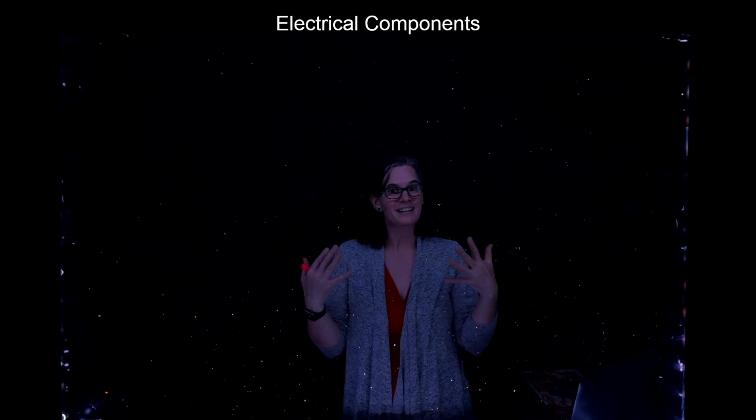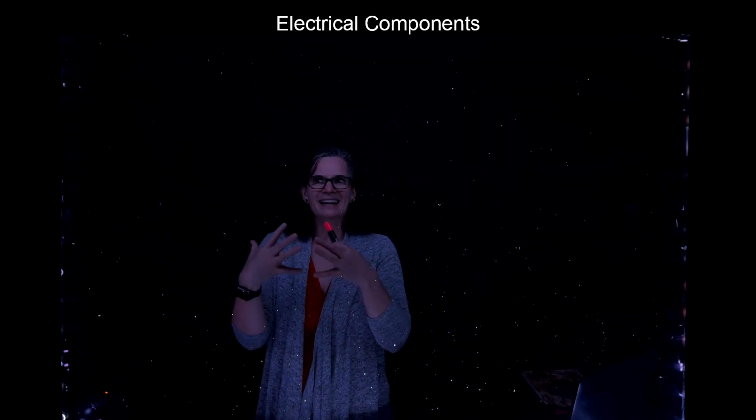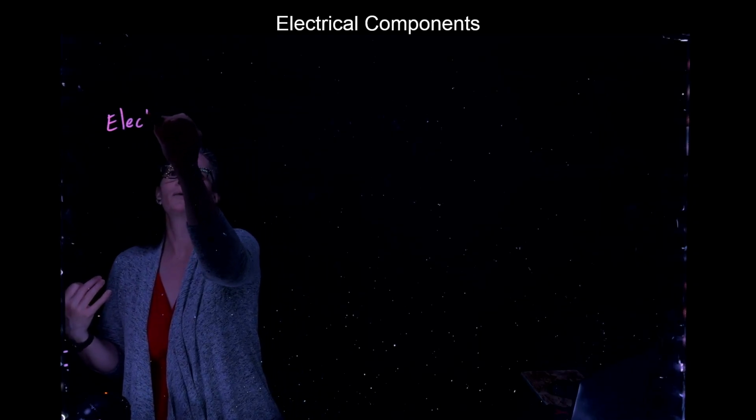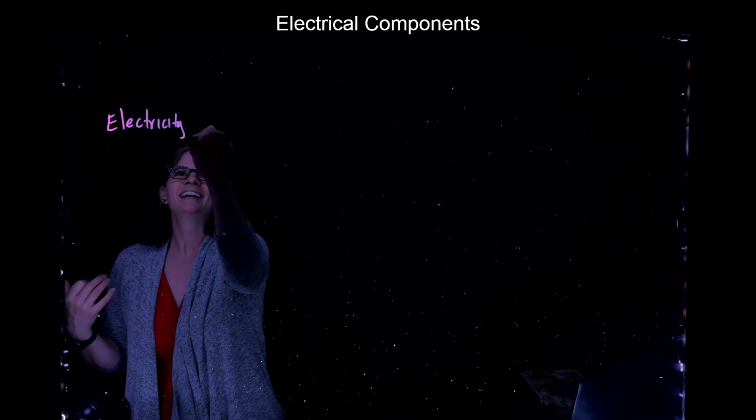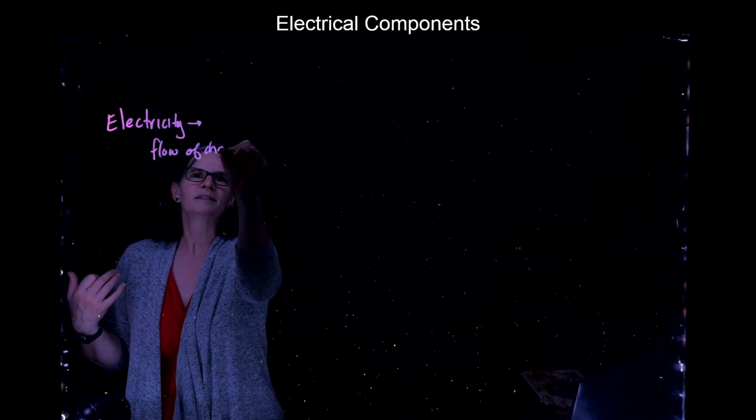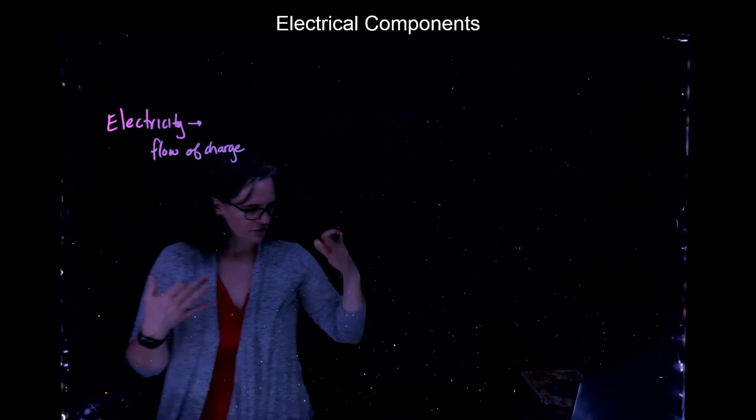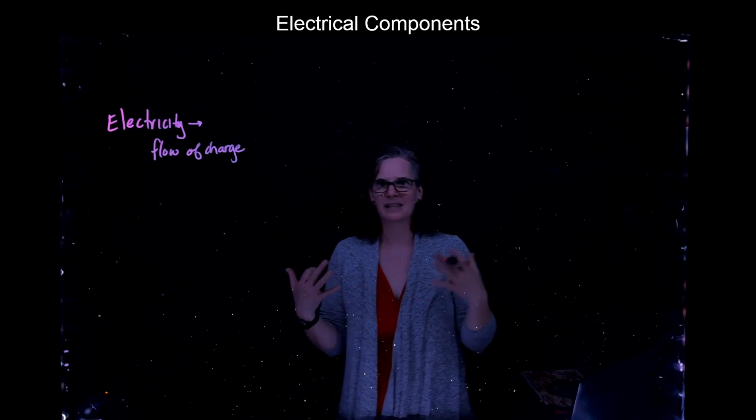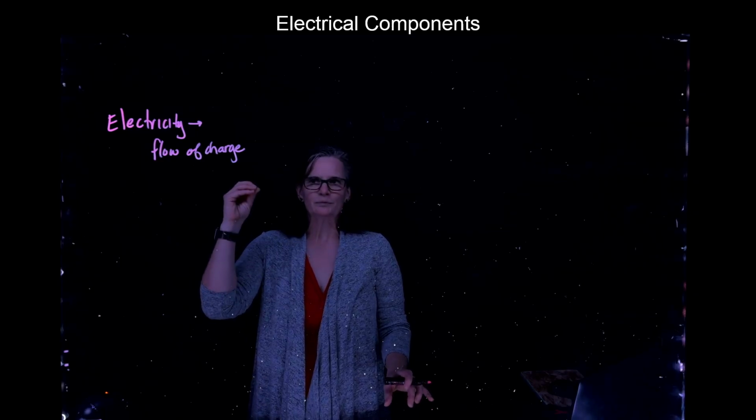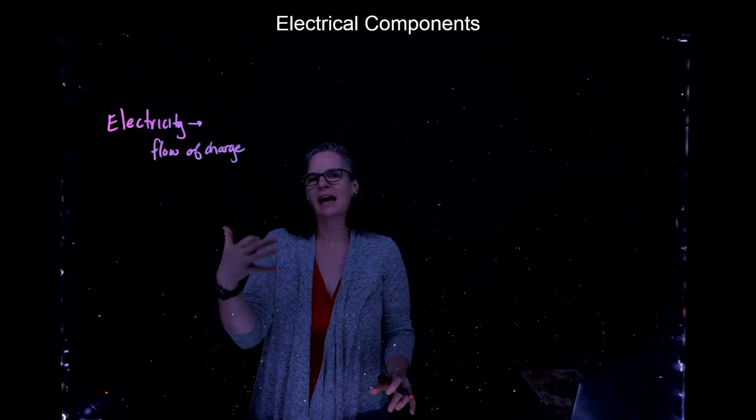Okay, so what is electricity? In its most generic form, the electricity we're going to be moving forward with is really the flow of charge. And again, we use that for so many different things in our world. So we have to understand, how does that work? How do we get charge to flow?